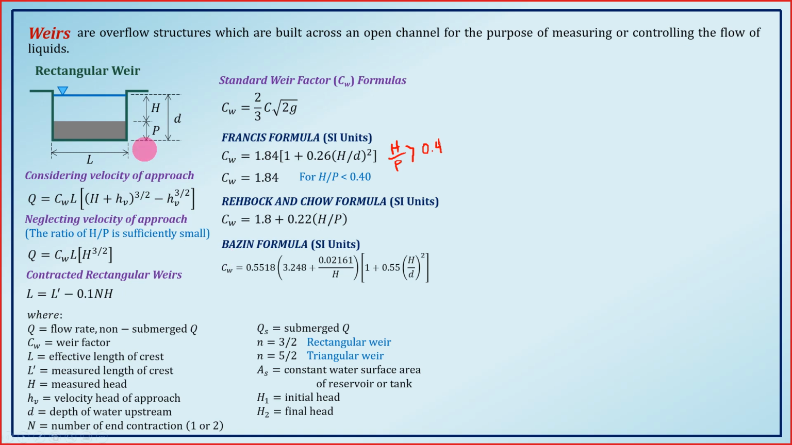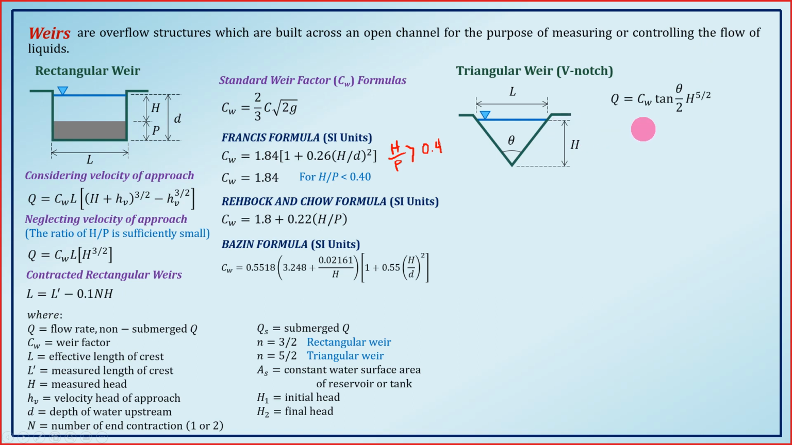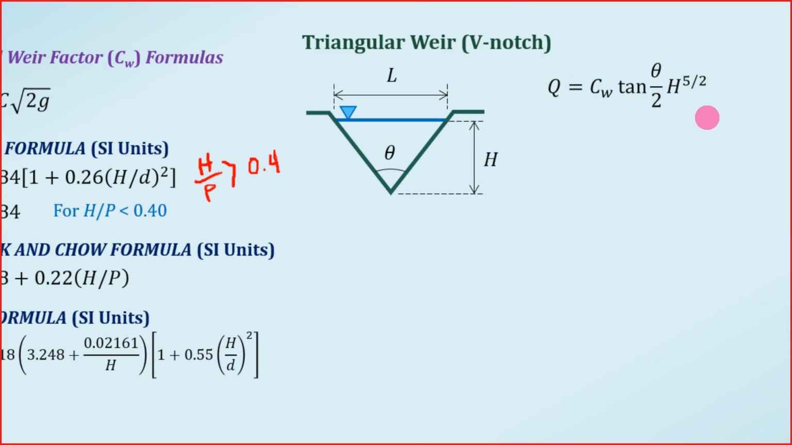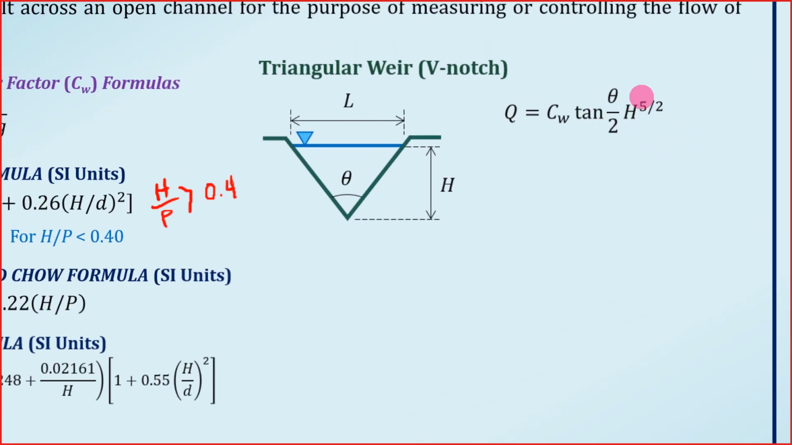Ayan. So let's move on to the triangular Weir naman or our V-notch. Ayan. So, mga important parameters natin dito is H and this angle between the weir is theta. Then, the length naman nung liquid surface natin dyan is L. Ayan. So, we have Q. To solve for the Q, we have this equation. CW tangent theta over 2 H raised to 5 halves. So, ito yung equation for a triangular weir.